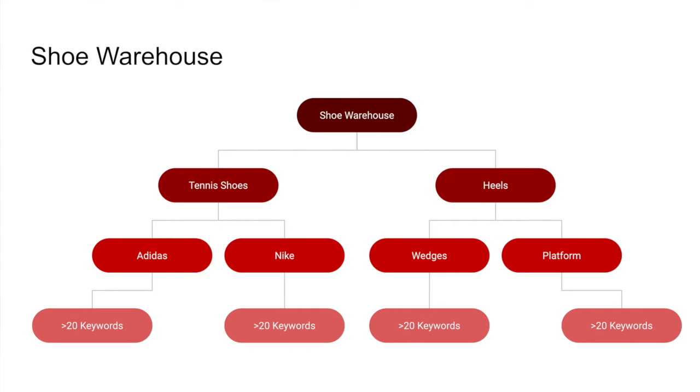Shoe Warehouse can break down their Google ad account in different categories as well. When you go to Shoe Warehouse, there are lots of different types of shoes. We have tennis shoes, high heels, sandals, boots, you name it. Shoe Warehouse has decided to organize their campaigns into shoe type. And within those shoe types, they could segment the ad groups by brand or by heel height.